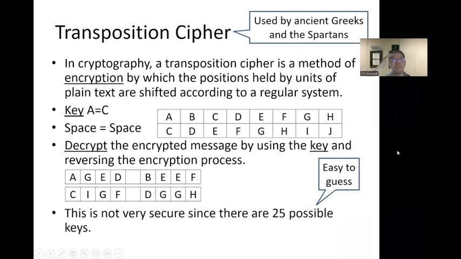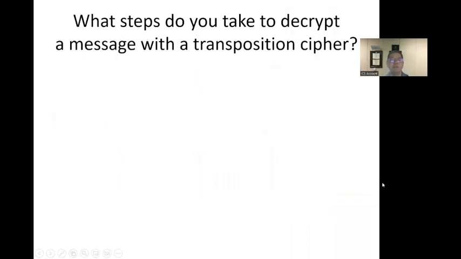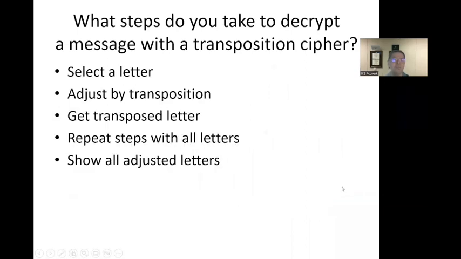So let's think about this transposition cipher in human terms, in terms of how we think about transposing, because in our mind, we just say, okay, +2, add 2 to each letter and done kind of a thing. So let's break that down. How do we decrypt a message with a transposition cipher? Well, let's go down the list. We select the letter, right? We take the first letter, for example. We adjust by the transposition amount. We said +2, and so we go from A to C, which gets us the transposed letter. And then we repeat our steps with all letters. When we're done with that, we just show all of our adjusted letters and we're done.